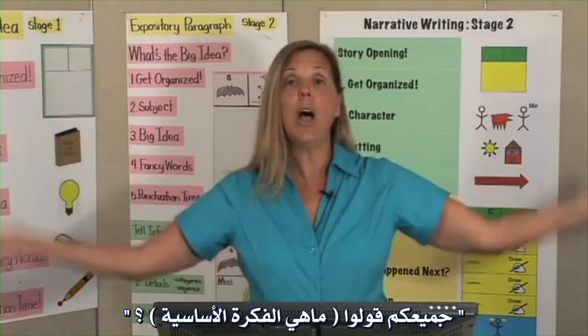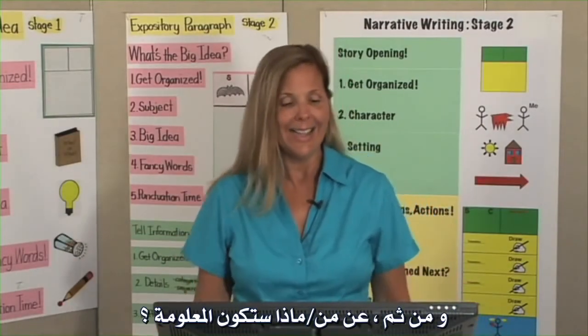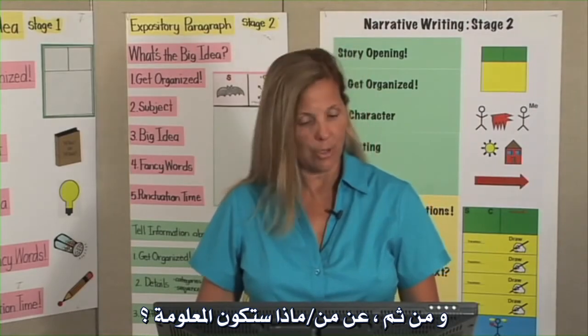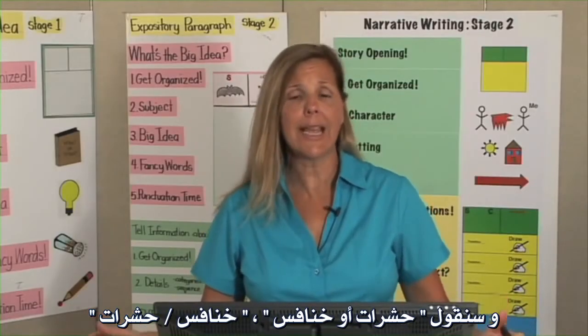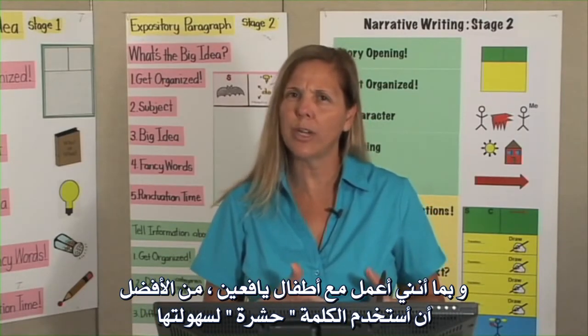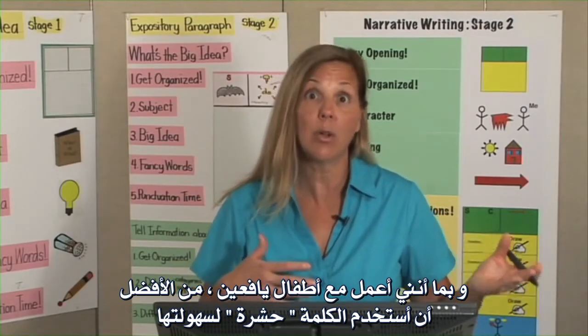information, everyone say, what's the big idea? Ready? What's the big idea? And then, who or what is the information about? So maybe we've been learning about bugs. So I'm going to put a bug here. We're going to say bugs or insects. Insects, bugs. But because I'm working with emergent children, I may want to use the word bugs to write because it's more of a consonant vowel consonant word.